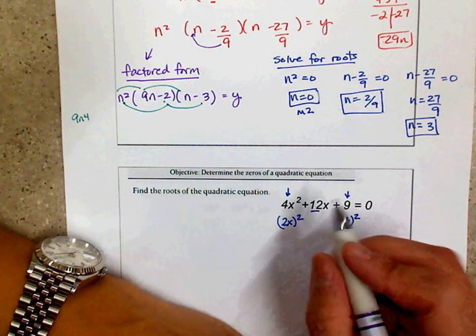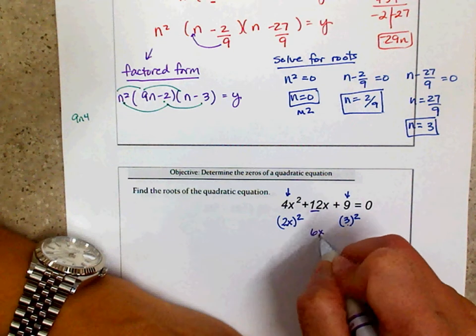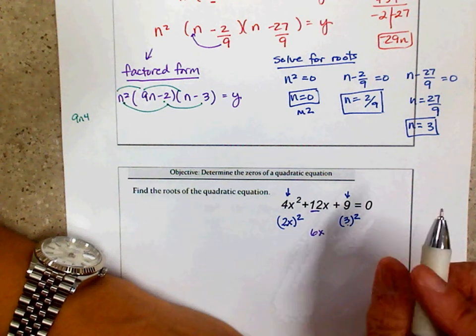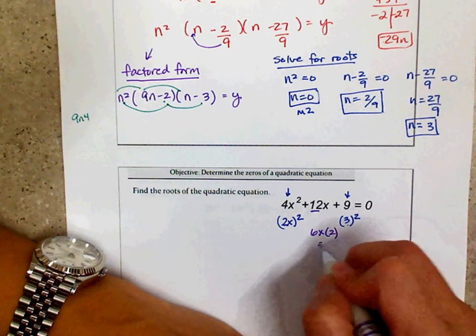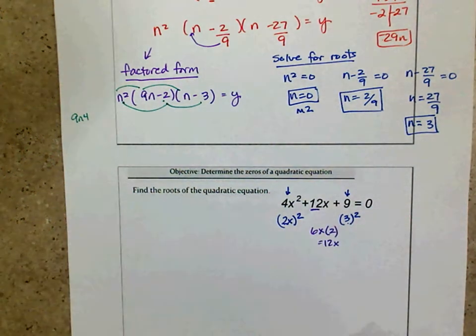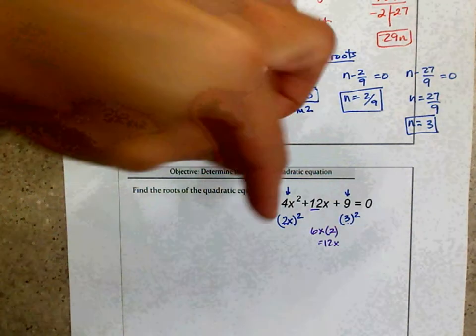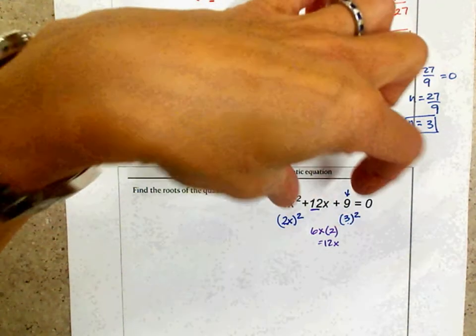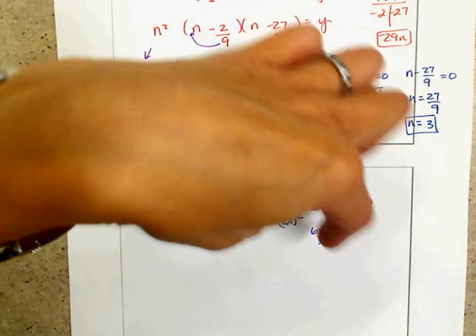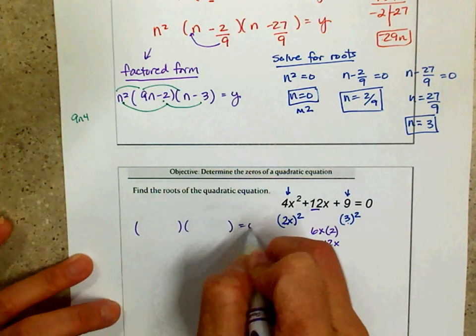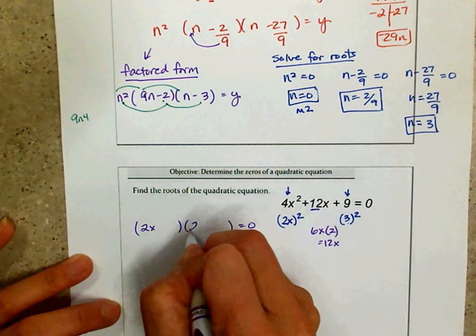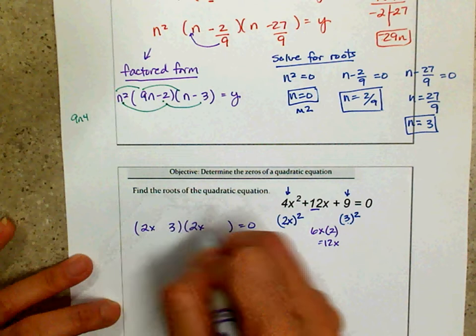Okay? If it is 6x, you always double. What does that come out to be? 12x. Do you see that? Little things I want you guys to notice. 3 terms, perfect, perfect. Do they multiply to give you that middle term? So let's factor and let you guys see. 2x, 2x, 3, and 3. Both of those are plus because it is all plus. All right, let's check.